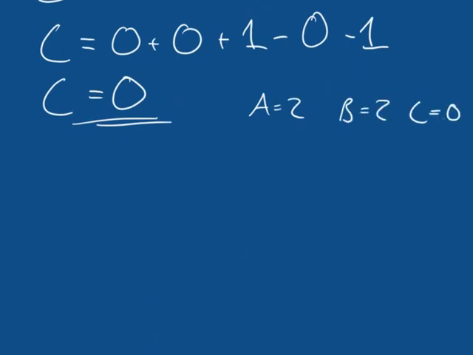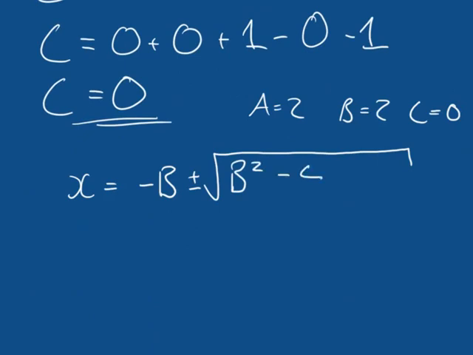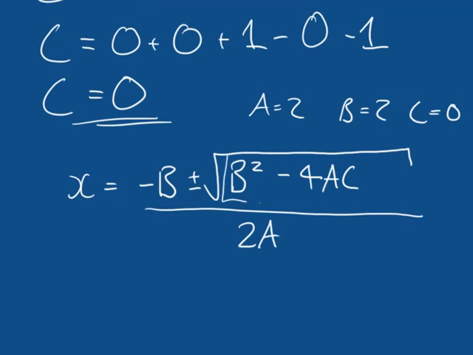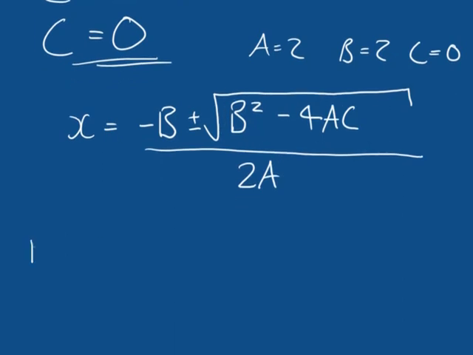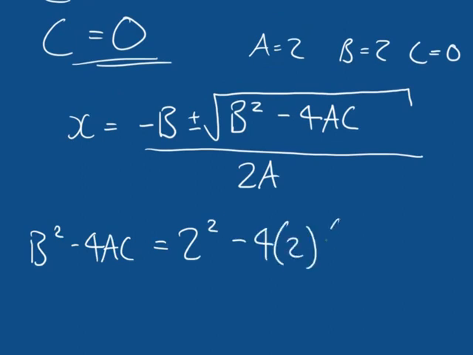We can now take these and plug them into our quadratic formula. So again, what do we know about our quadratic formula? We know that x is equal to minus b plus or minus the square root of b squared minus 4ac, divided by 2a. So the first thing we're going to calculate is b squared minus 4ac to determine how many points of intersection we have. So b squared minus 4ac is going to be equal to b squared, which is 2 squared, minus 4 times a, which is 2, times c, which is 0.